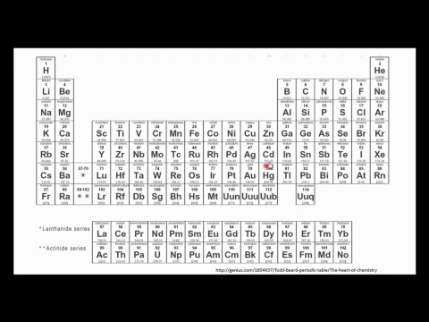We skip the transition elements for the simple rules and come over to the next column, which is the boron column. Everything in this column makes 3 bonds, and again, elements below boron, aluminum, gallium, indium, tend to make ionic compounds with a +3 charge. So 1 bond, 2 bonds, 3 bonds.